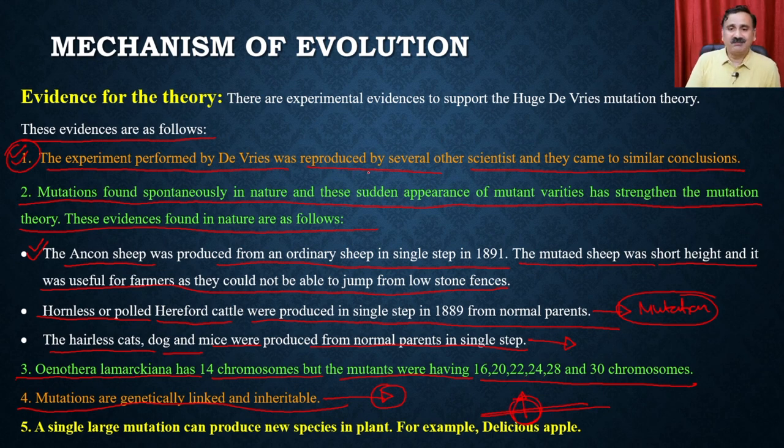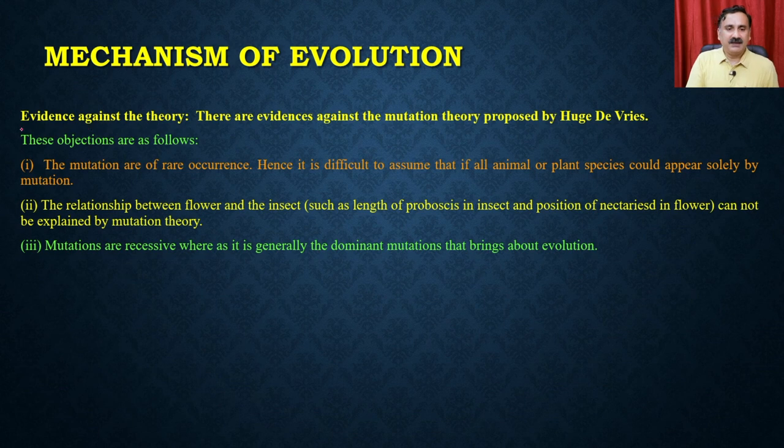But despite these experimental evidences and a seemingly foolproof theory, people came up with objections. There are evidences against the mutation theory proposed by Hugo de Vries. What are the objections? Mutations are of rare occurrence, and it is difficult to assume that all the animal or plant species could appear solely by mutation. So mutation is a very, very rare phenomenon. It could happen and it could be an inducing factor, but it could not be explained that mutation is the only responsible factor for the development of so many species.